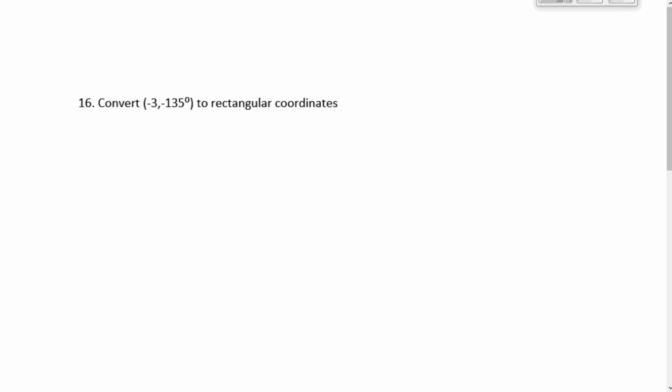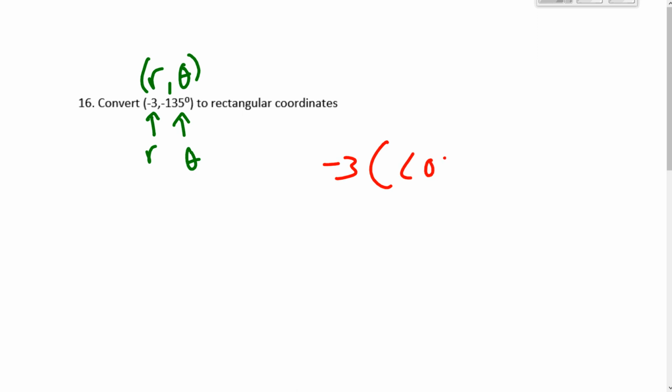So here's polar form going to rectangular form. So rectangular form is kind of just like a complex number, or just our regular x's and y's kind of thing. So polar form is given in the form r, comma, theta. So here's our r, and here's our theta. Okay, so when we do this, we have our r, so we can go ahead and put in negative 3, parenthesis, cosine of theta, which we know is negative 135, plus i sine of that negative 135.